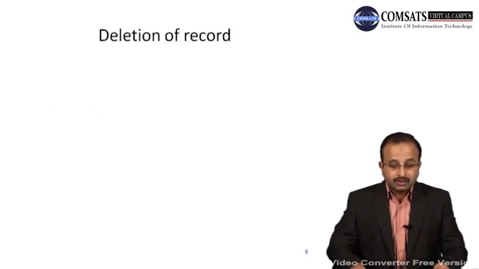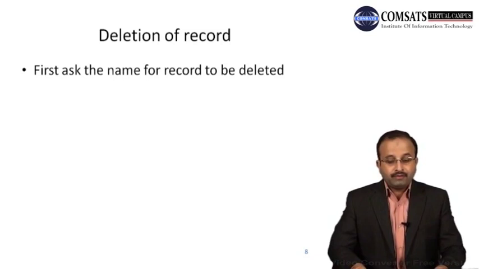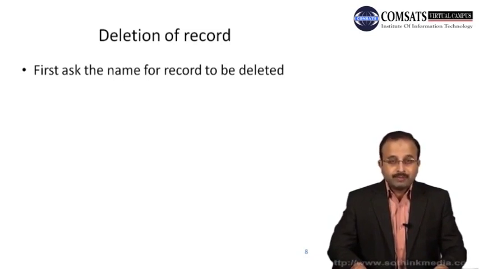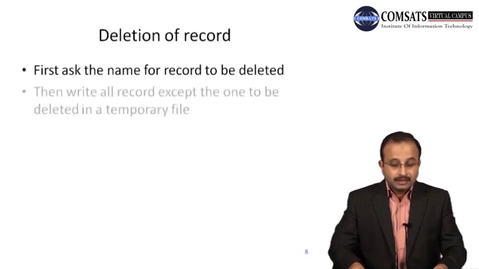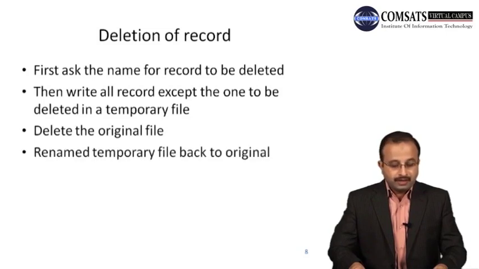Deletion of a record. Deletion is somehow interesting. First, ask for the name of the record to be deleted. The first step here is also the same: you have to first make sure that the file pointer points to the beginning of the file. Then you ask the user to input the name of the record he or she wants to delete, and then write all records except the one to be deleted in a temporary file. Then delete the original file and rename the temporary file back to the original file.